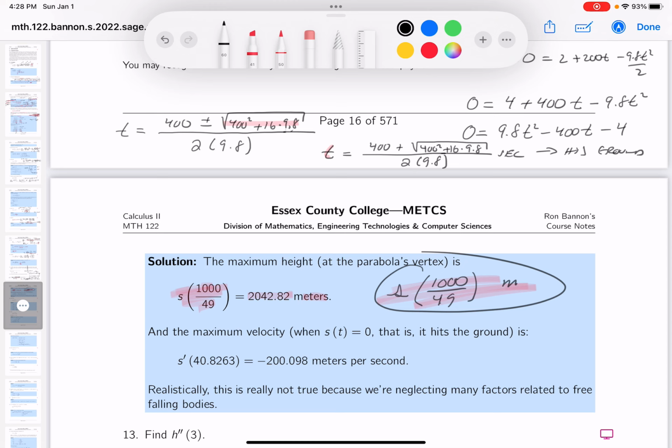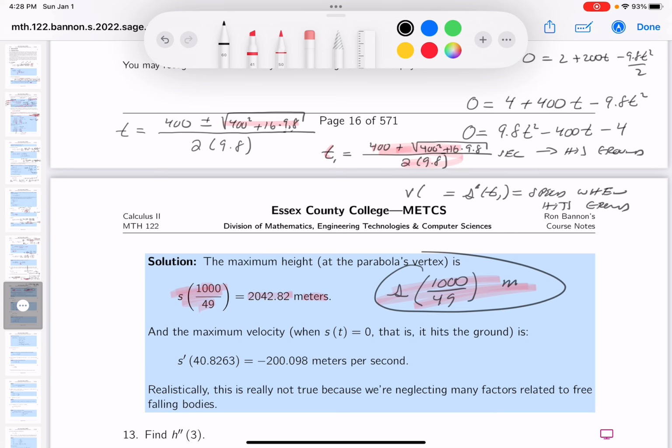Now what do I have to do? I have to evaluate that. So I'm going to call this T1, and I'll write it down. So S of T1 is going to be the speed when it hits the ground. Again, I'm not using a calculator. I'm sorry, I made another mistake over there. Speed is going to be S prime, because we want the velocity.